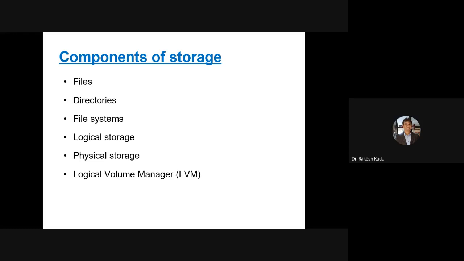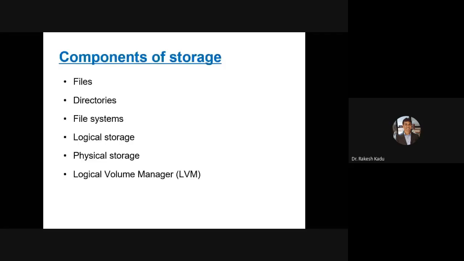FAT32 is not used in any machine nowadays. It was used in Windows 98 up to Windows XP. But nowadays the Windows operating system uses the NTFS file system, the New Technology File System. But Linux uses a different file system from Windows. Linux has its own file systems: ext2, ext3, ext4, XFS and JFS. These are the different file systems supported in the Linux operating system.